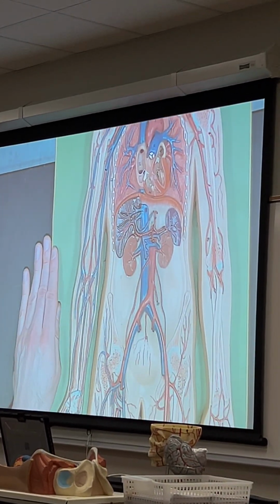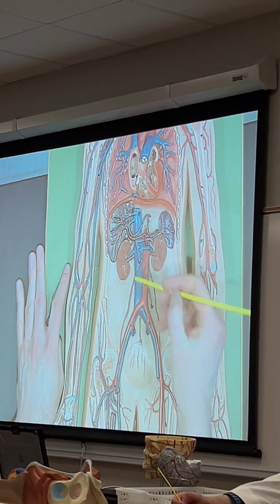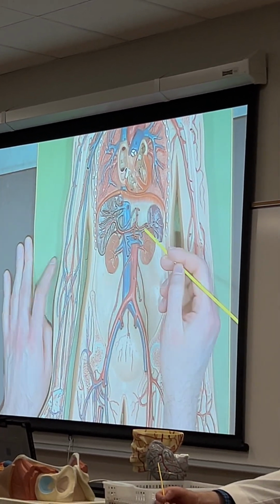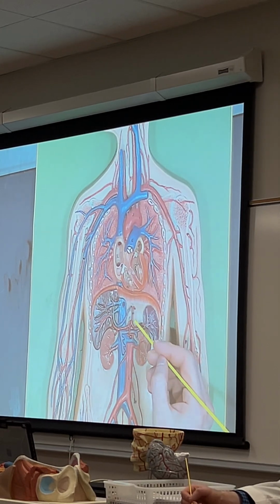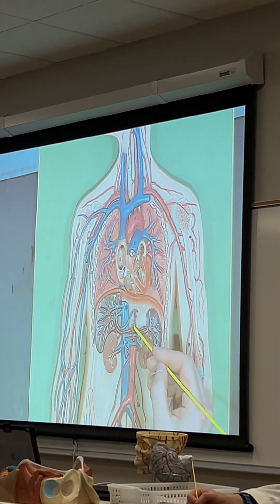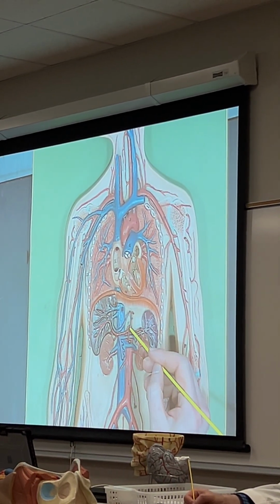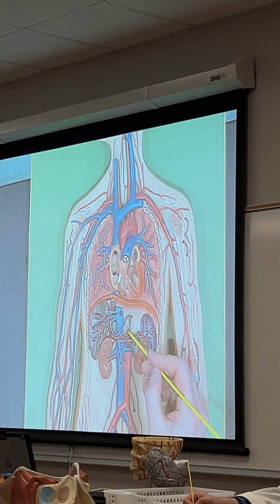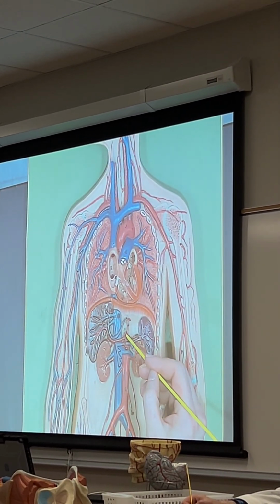Let's go down to the abdomen now. So this is your abdominal aorta. We go all the way up at the top. This is a little bit confusing. This is the celiac trunk. You can't see the inferior phrenic arteries here. So this is the celiac trunk.